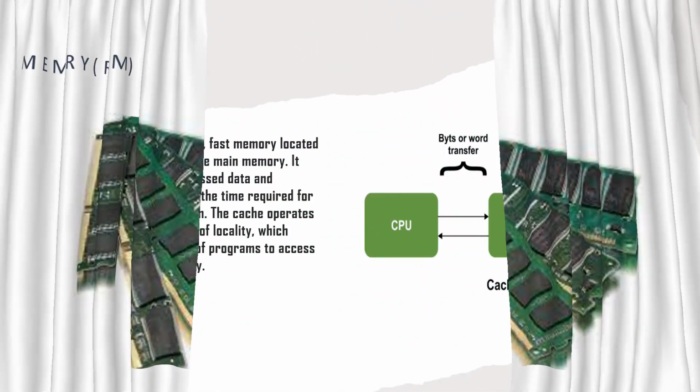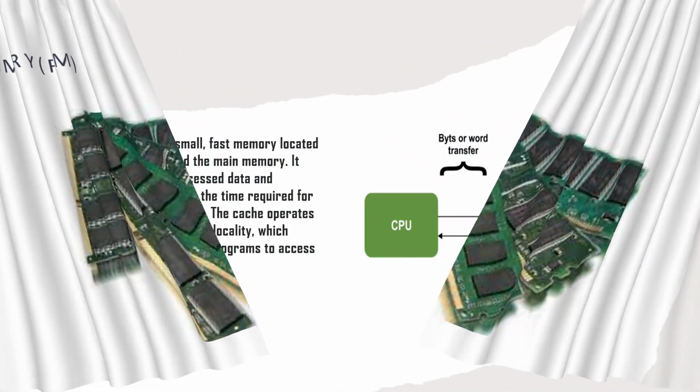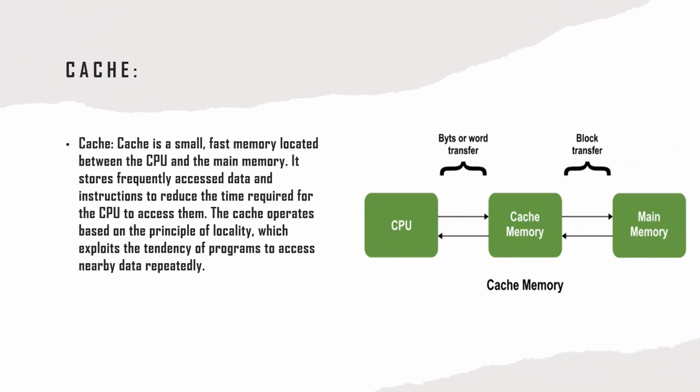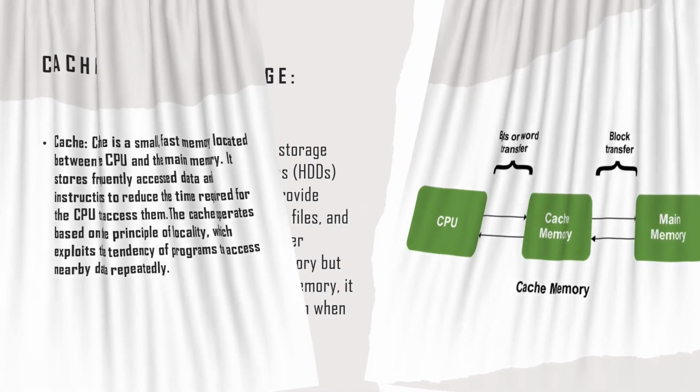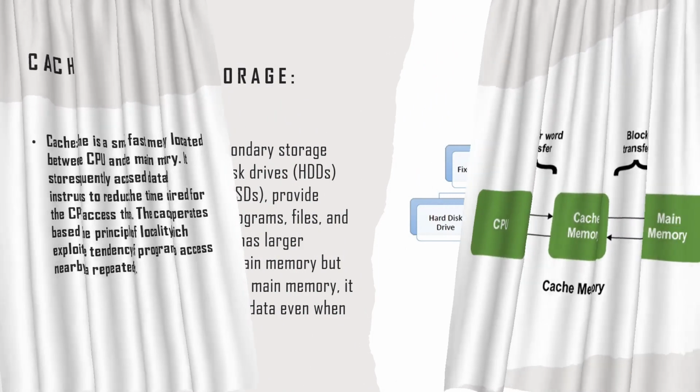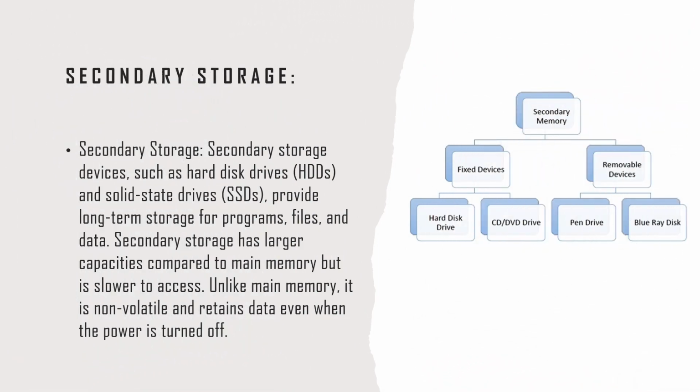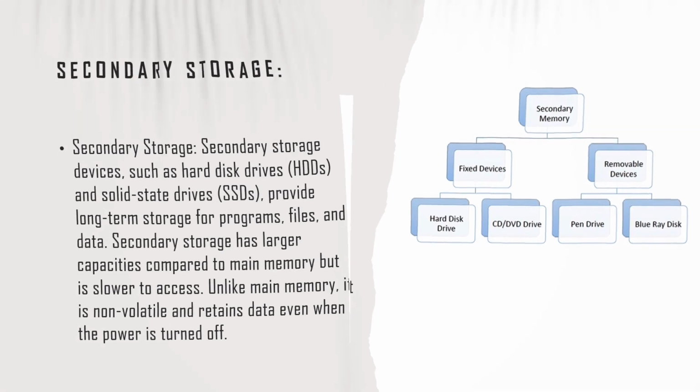Third, we try to understand about cache and secondary storage. Cache is a small, high-speed memory that stores frequently used data and instructions, allowing for faster access by the CPU. Secondary storage includes devices like hard disk drives, HDDs, and solid-state drives, SSDs, which provide long-term storage for programs and data.